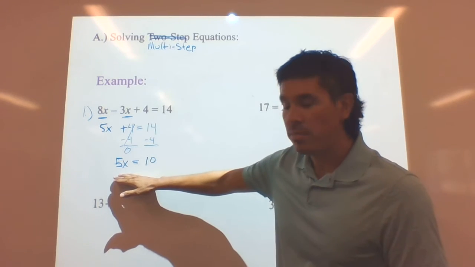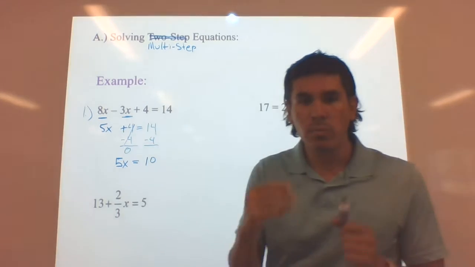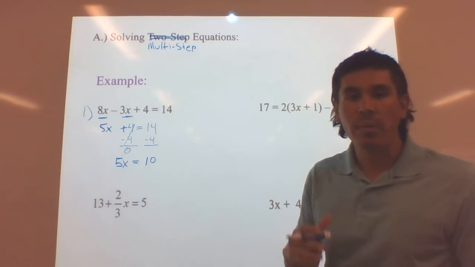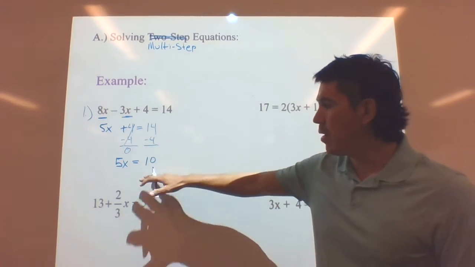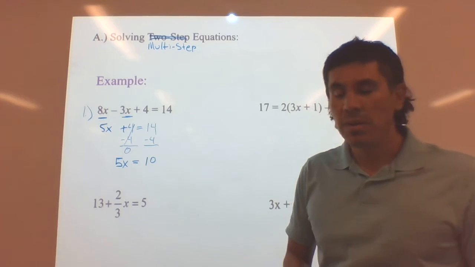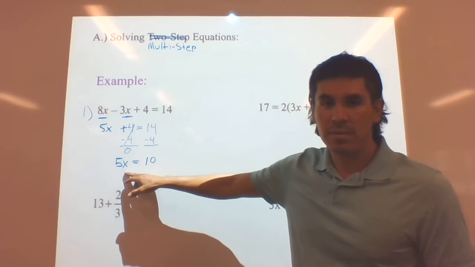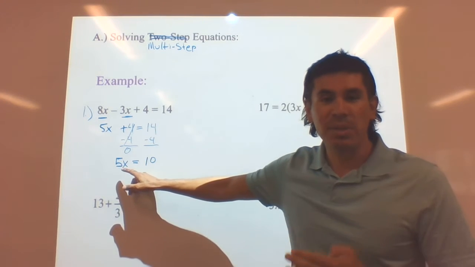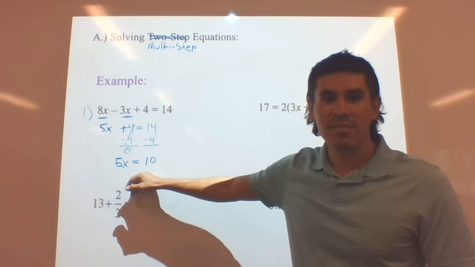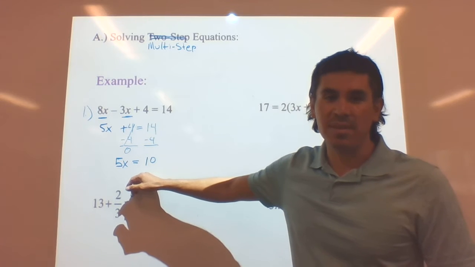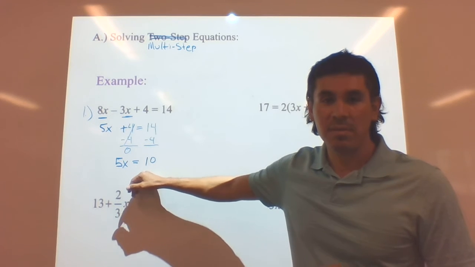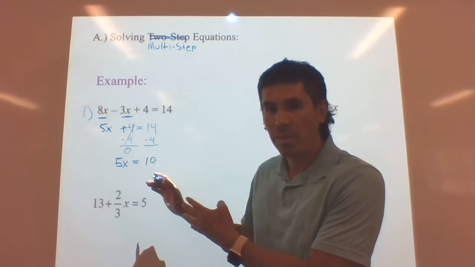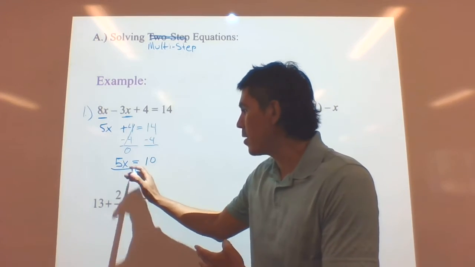Now I'm getting closer, right? I'm getting closer, but I'm one step away from isolating the variable. In order to figure out what I got to do, I got to ask myself, what's happening to the variable? What's this operation? That's a multiplication operation, right? So what is the inverse of multiplication? Division. So to undo this operation, I divide.